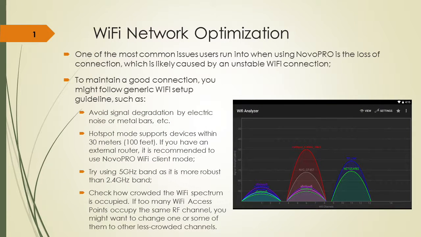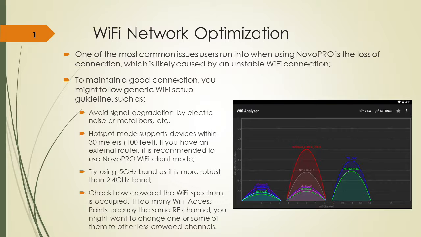In order to avoid a loss of connection due to Wi-Fi dropouts, we recommend some common guidelines for setting up the Novo Pro in a Wi-Fi hotspot deployment, such as avoiding environmental signal degradation, as well as coverage that may be limited by excessive range.